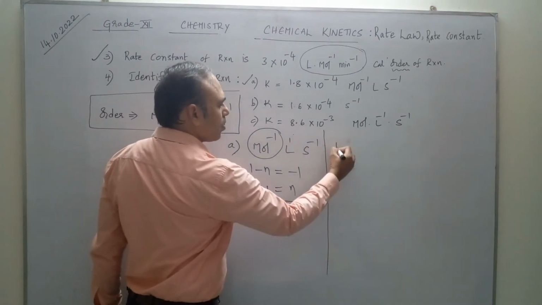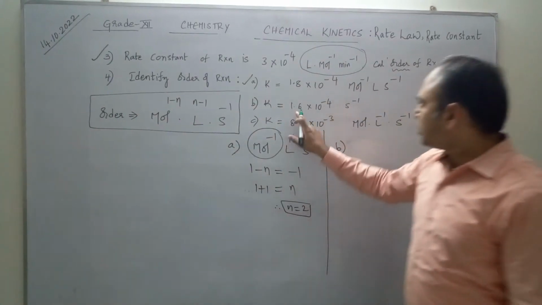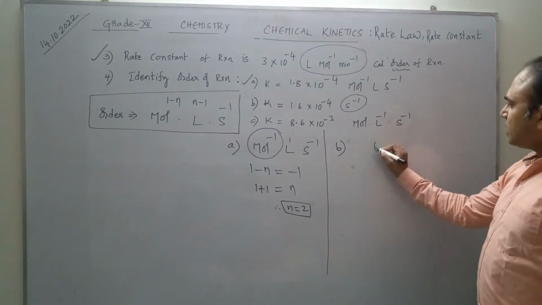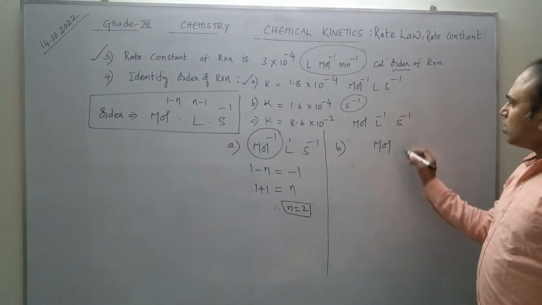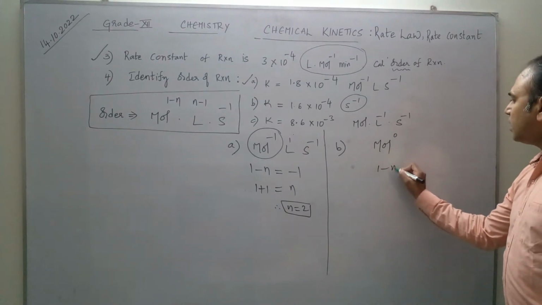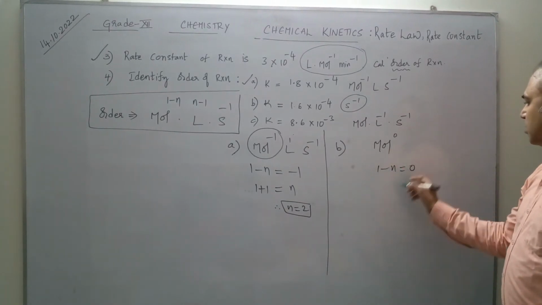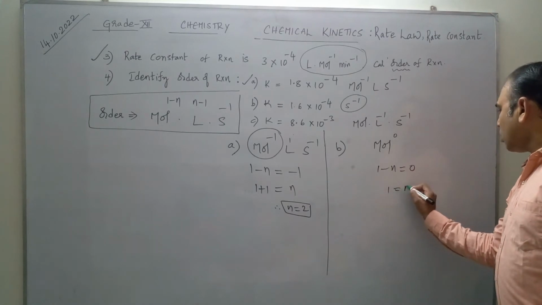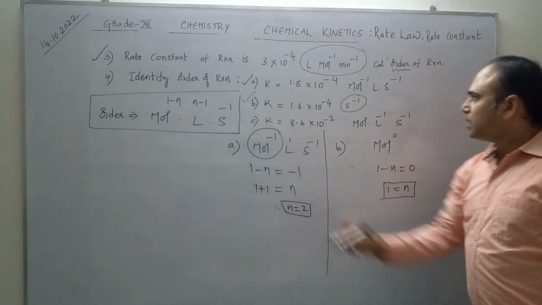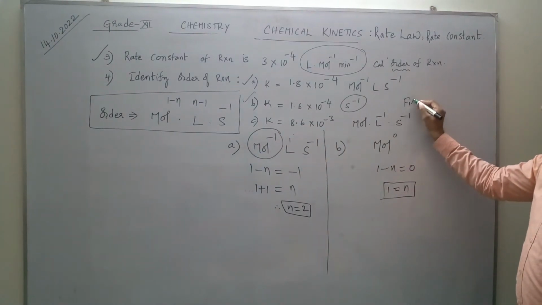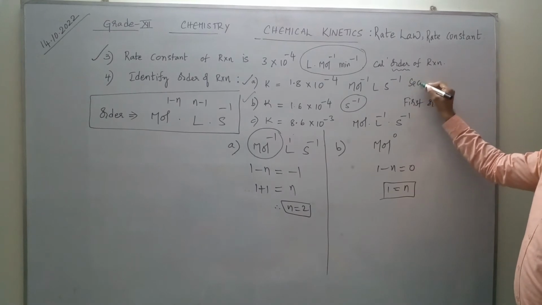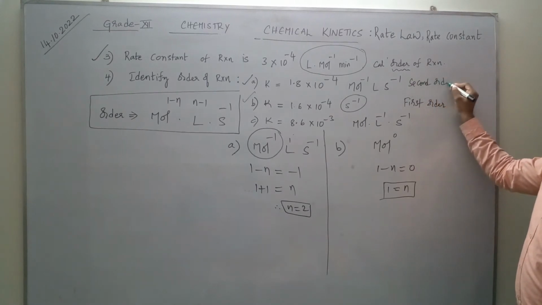Next, what about B? Here they have given just S to the power of minus 1. That means we can say that mole will be 0 here. So 1 minus n is equal to 0. Send it to the other side. So therefore 1 is equal to n. So we can say that this will be coming under first order reaction. This is a second order reaction.